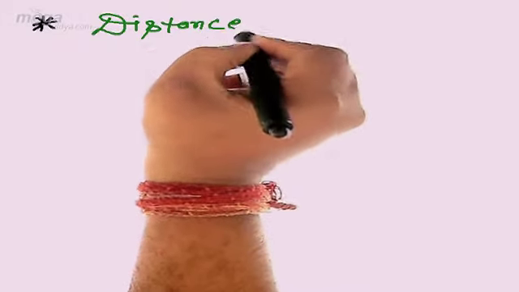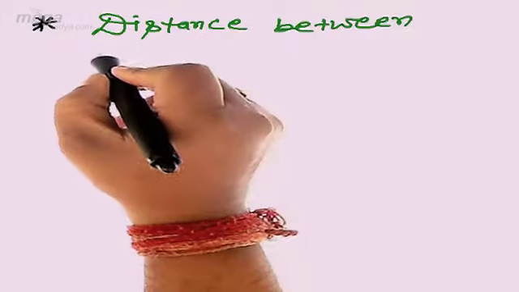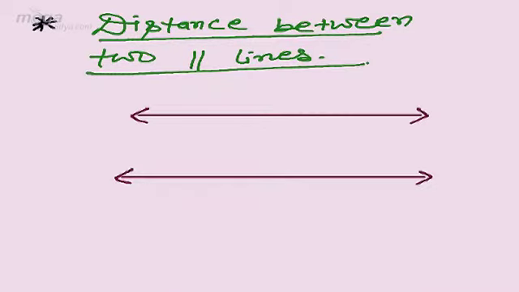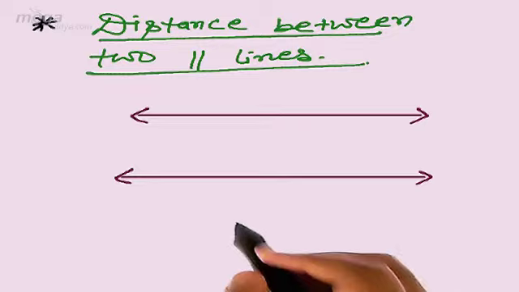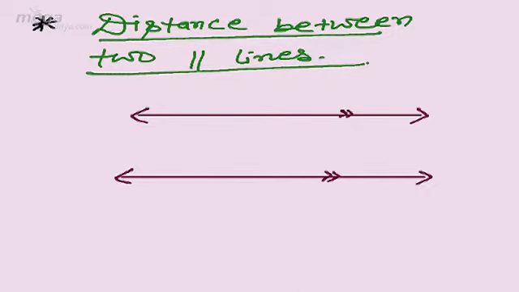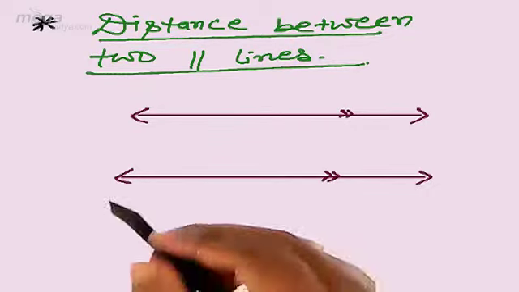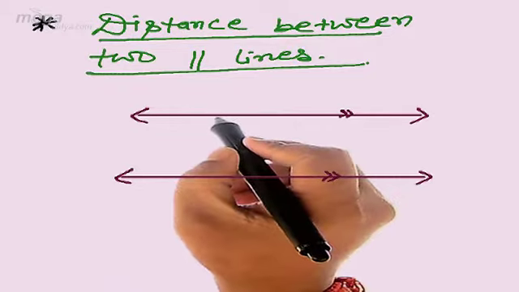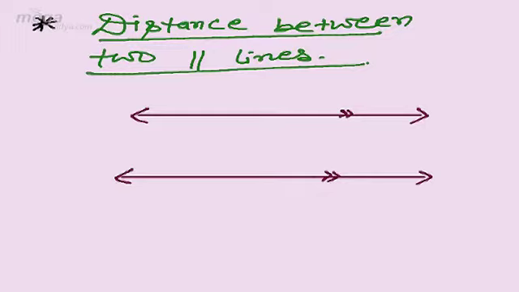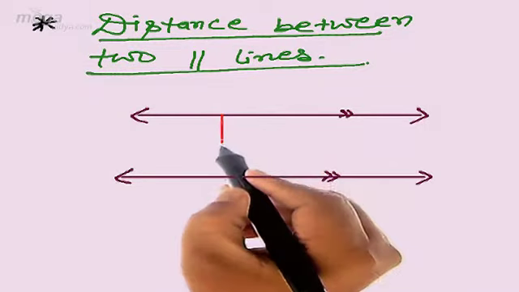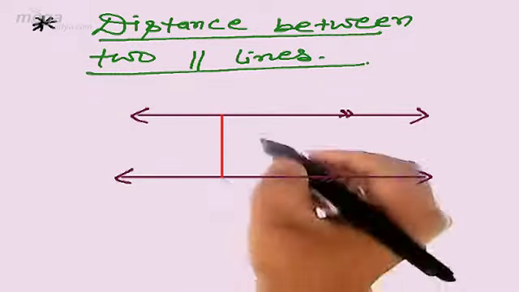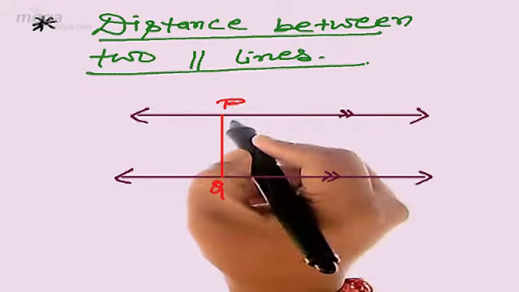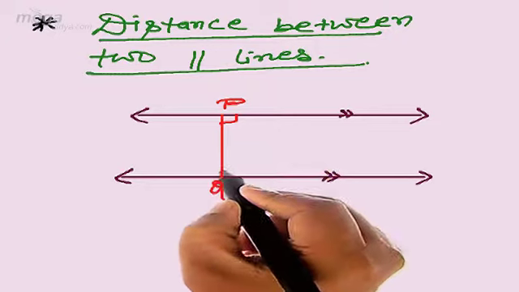The distance between two parallel lines. Suppose these are two lines which are parallel to each other, and you have to calculate the distance between these two parallel lines. The distance between two parallel lines is always the perpendicular distance, that is the shortest distance. Suppose you take this P and this Q, then this will be perpendicular, that is a right angle.